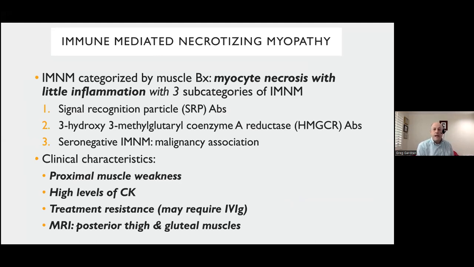There's patients who have statin-associated immune-mediated necrotizing myopathy. These patients develop antibodies after having been on statins. And then you get a seronegative immune-mediated necrotizing myopathy. It's often associated with malignancy. These patients have proximal muscle weakness, which can be quite profound, high levels of CK, and resistant to treatment, except data suggests that IVIG is very useful for these patients. And they tend to have posterior thigh and gluteal muscles involved.